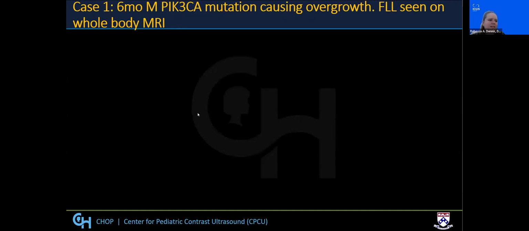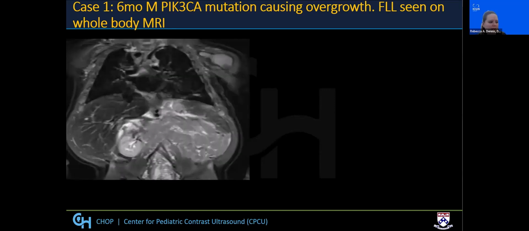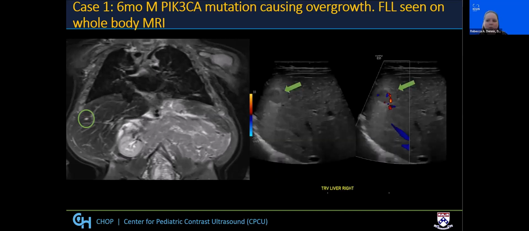So for case 1, this is a 6-month-old male with a PIK3CA mutation causing overgrowth. A focal liver lesion was seen on a whole body screening MR. So this is our screening MR. At CHOP for our screening MRs, we do T2 sequences and T1s. We usually don't do diffusion imaging, and we don't give contrast. So on this screening MR, there was a new T2 hyperintense lesion that's circled on the image. And the next step, we recommended an ultrasound to see if it's visible on ultrasound.